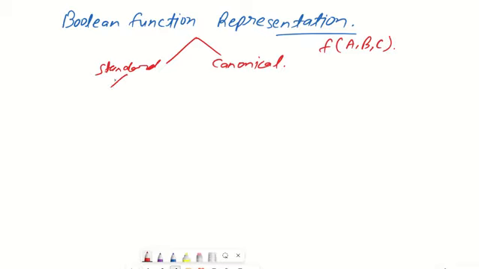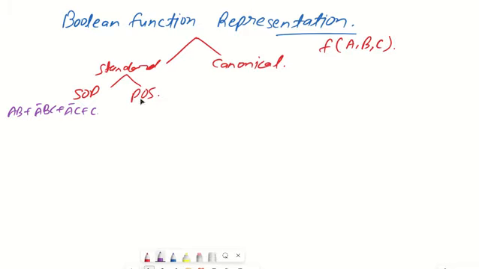In both the standard form and canonical form, there can be two possibilities: either it can be in the form of sum of products, or in the form of product of sums. Let us take an example of sum of products: AB plus A bar BC plus AC bar plus A bar C. This is an expression which is sum of products. You can see these are products, AB, A bar BC, and a summation of all of them. That's the reason it is called sum of products.